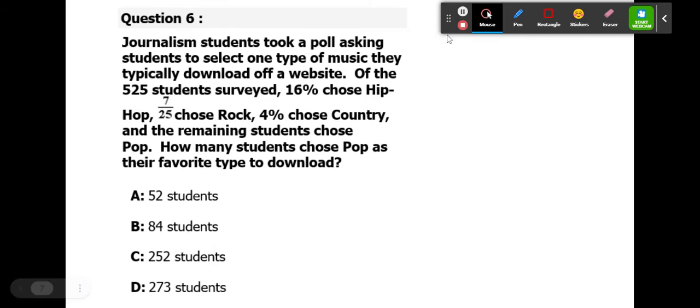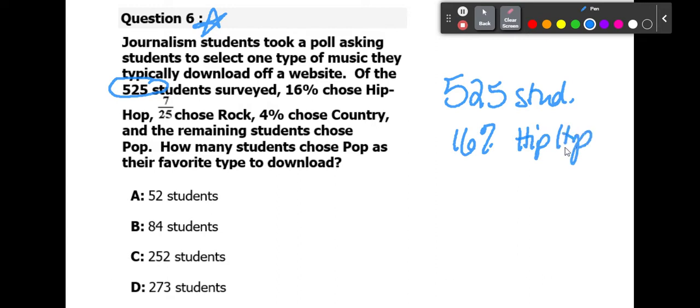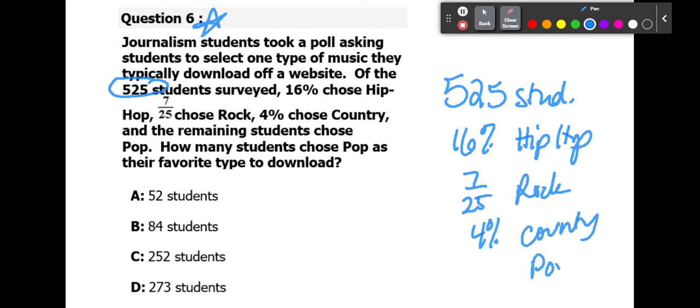All right, number 6. Journalism students took a poll asking students to select one type of music they typically download off a website. This was the most missed question for everybody, so let's look at this carefully. Of the 525 students surveyed, 16% chose hip-hop, 7/25 chose rock, and 4% chose country. And the remaining chose pop. How many students chose pop as their favorite music to download? So I need to find this number right here.